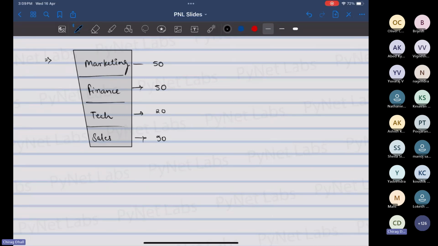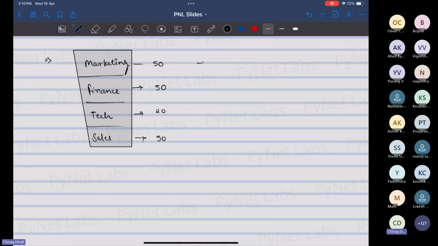I want to make sure that all these different teams do not communicate with each other. I don't want marketing team devices to communicate with finance team devices, tech team devices, or sales team devices. So what can I do? I can put them in different networks, correct? I can use different class C networks to make sure that they are part of different networks.